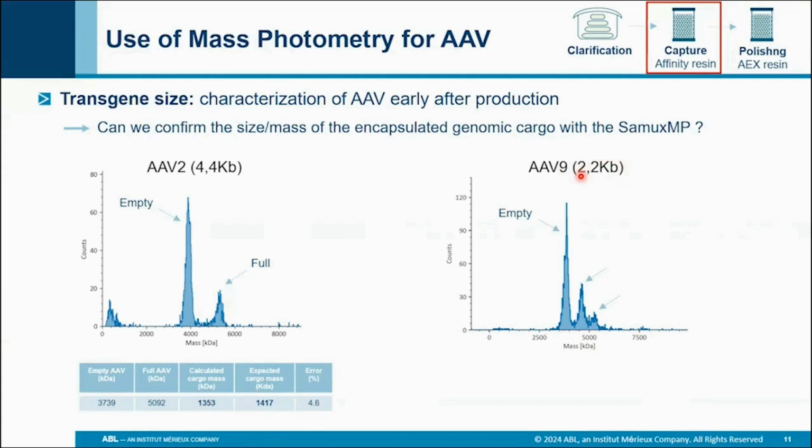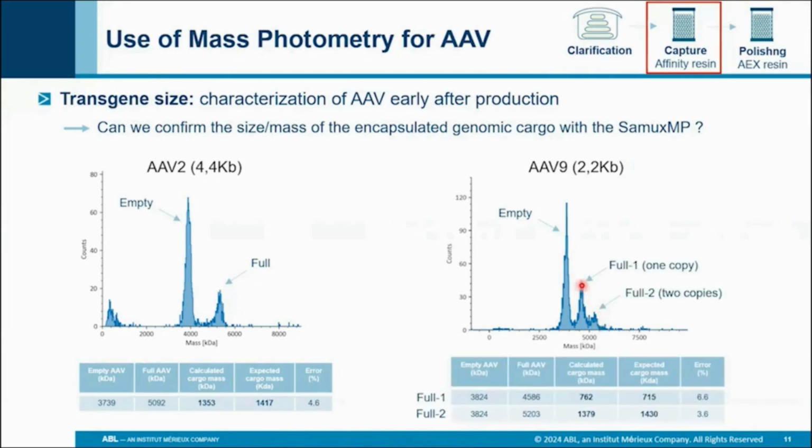Then the second case study was AAV9, with a smaller genomic cargo size of 2.2 kb. And here, after affinity capture resin, we actually had 3 peaks. The first peak is the empty peak, and then we had 2 other peaks. By looking at the mass of those peaks, we found that peak one was our AAVs containing 1 copy of the genome, whereas the second peak is our AAVs containing 2 copies.